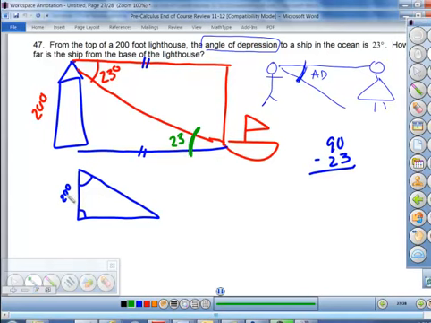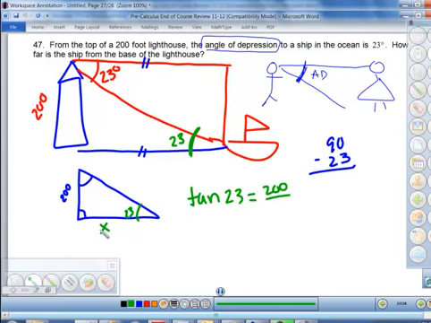Okay, so now that we've got this is 200, this angle right here is going to be 23. So I can use, well, this is opposite, and then over something, right? We don't need this distance. It says how far is it from the base, so I need to know what this is. So this is my value that I need to know. So I'm going to set up a trig function, and I know that I've got opposite and adjacent. That's going to be tangent. So tangent of 23 degrees is equivalent to the opposite, which is 200, divided by x.